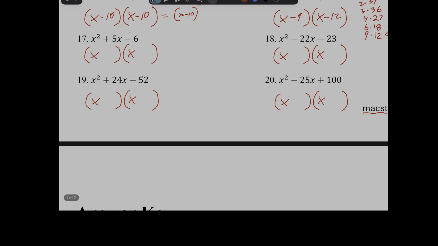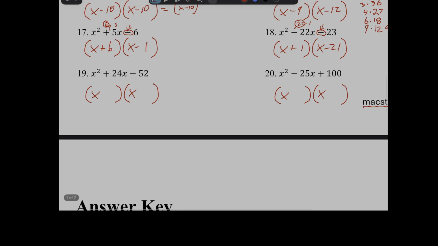Number 17. Third term is negative. Signs are different. Factors of the third will subtract to the middle, and that's going to be 6 and 5. The bigger one gets the sign of the middle. Okay? Number 18, third term is negative. Signs will be different. Factors of the third will subtract to the middle. So this one's just going to be 23 times 1. They subtract to 22. The bigger one gets assigned to the middle, so 21 will go with the minus, and the 1 will go with the plus.